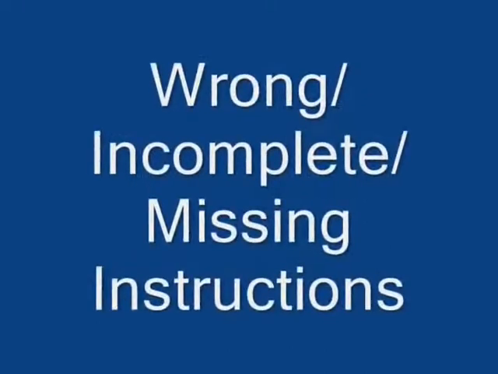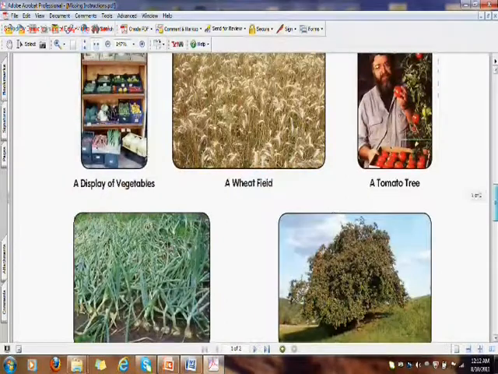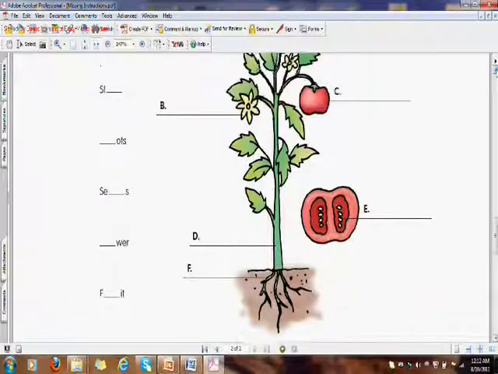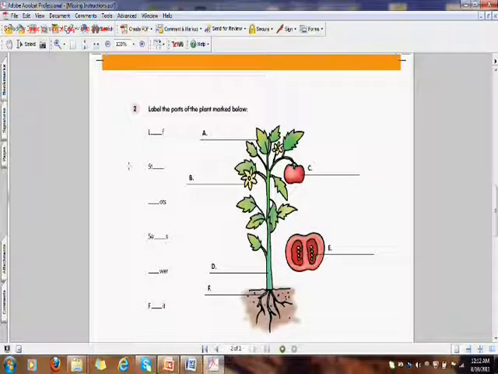So now let's look at the second parameter, which is wrong, incorrect, or missing instructions. Let's look at this worksheet, actually question 2 of this S2.1 worksheet. It says label the parts of the plant below, but it doesn't make any mention of completing the words given on the left hand side. So this is a perfect example of missing instructions. Another thing is that these blanks on the left hand side, they do not help the students understand that there are multiple letters to fill in them.